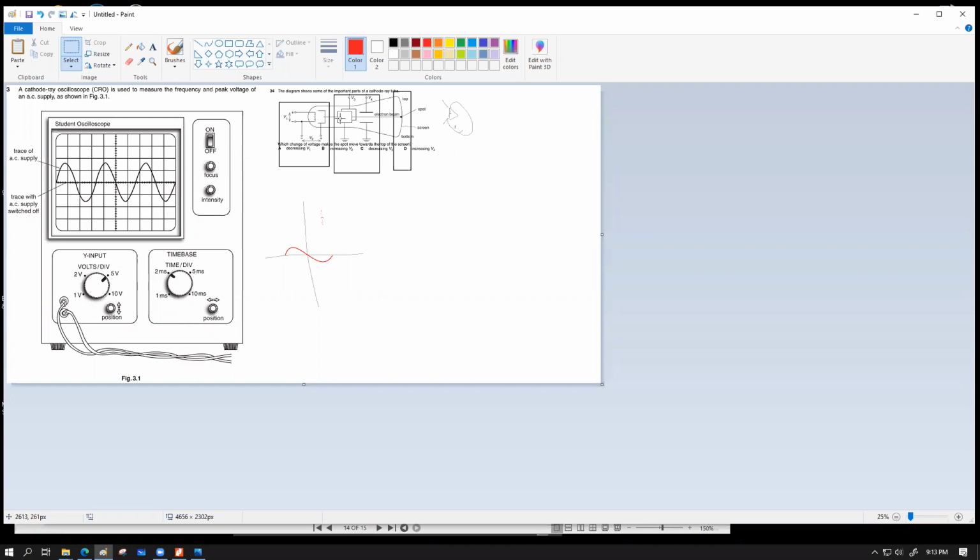And when we set the time base to say 5 milliseconds, the voltage will be supplied to the X plate in such a way that each division on the trace represents 5 milliseconds, right?